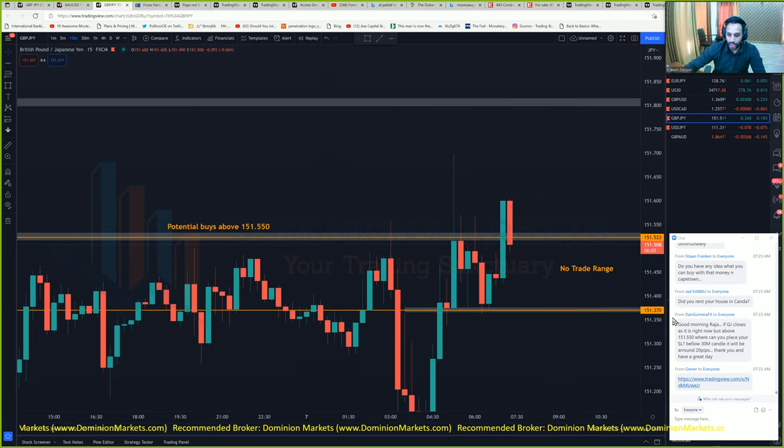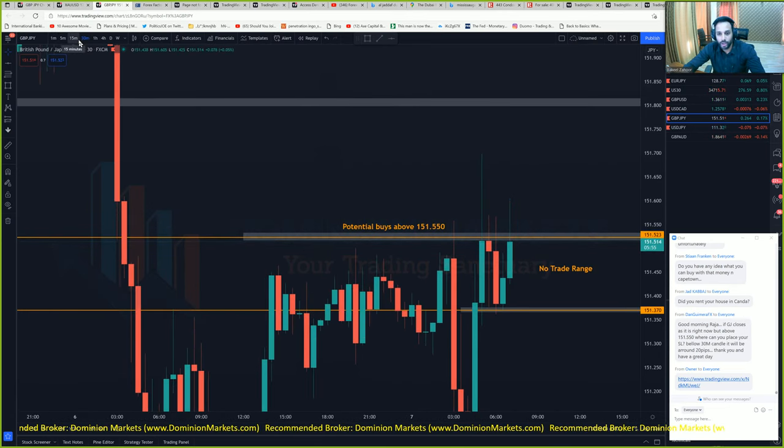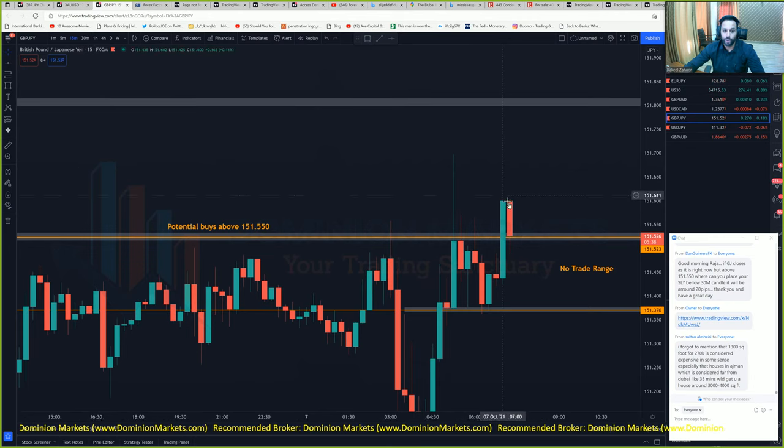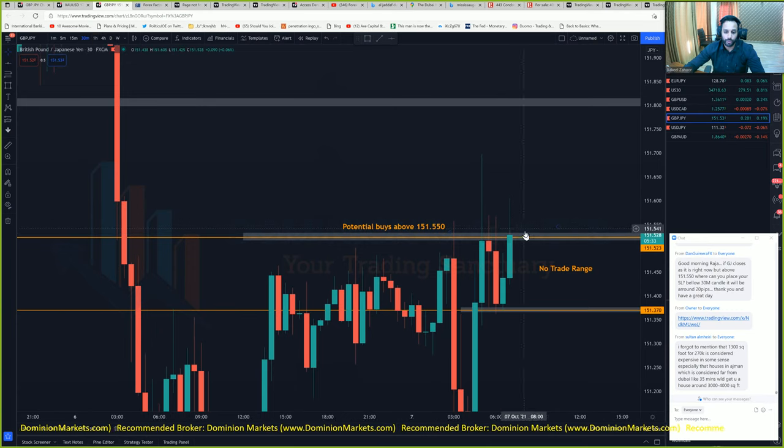If GJ closes as it is right now, but above 151.550, where can we make your stop loss below? If I'm going to look for a buy on pound yen, I would want a 30-minute candle to close above 151.550. See this 30-minute candle? It rejected that entire area. This is why it's important to wait for a higher time frame candle to close above an area. The 15-minute candle was a lower time frame, but we needed to break above this high. We didn't do that, so there was no trade. So we would want to wait for that to close above.